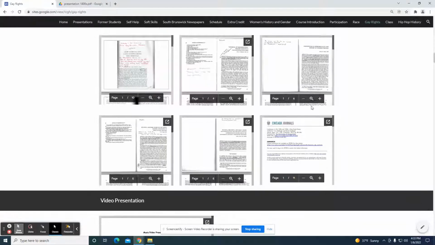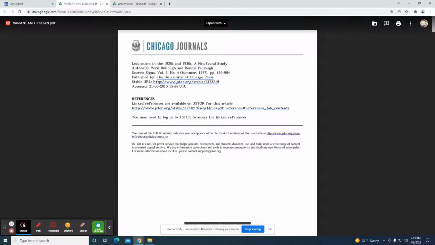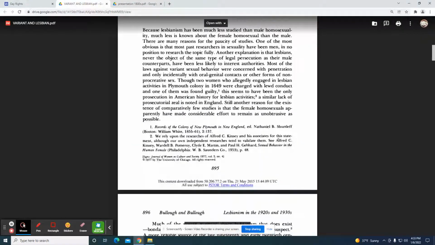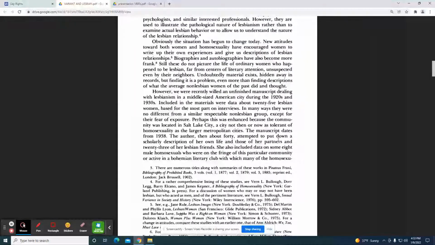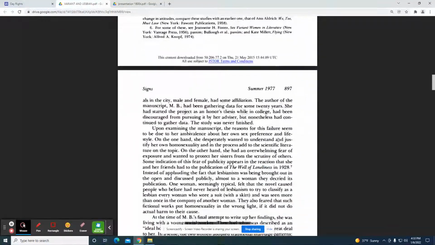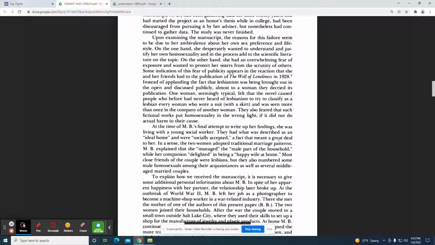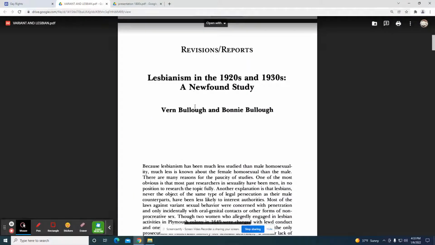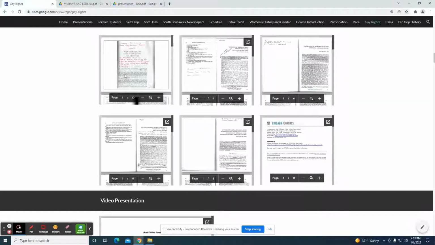What else? This reading is looking at variants and lesbians. When you see the term variant, that is a term that identifies lesbian women in the 1900s. So you pretty much just want to have an understanding of what it was like to be a lesbian in the 1920s, the year that the reading is writing about. So that's it.